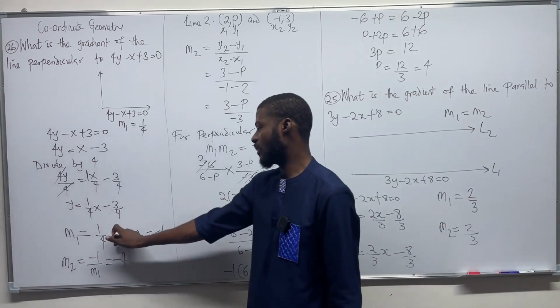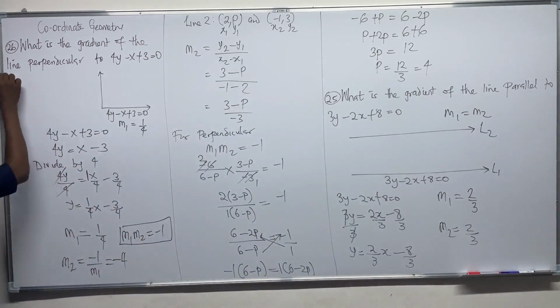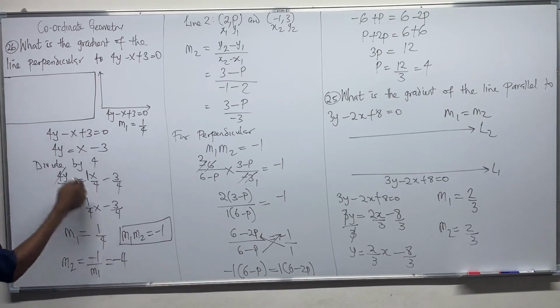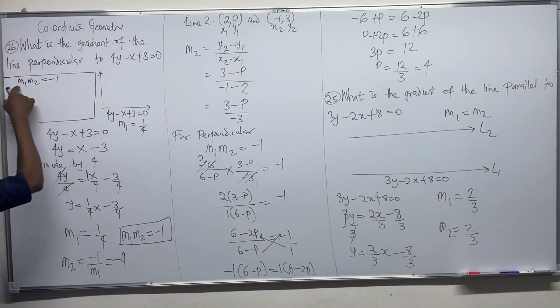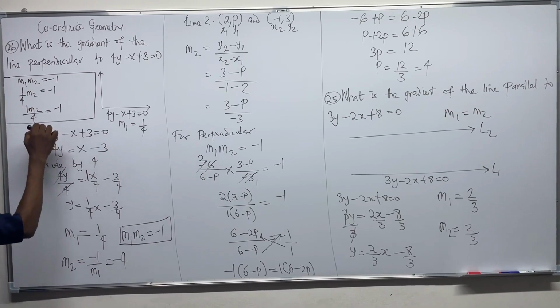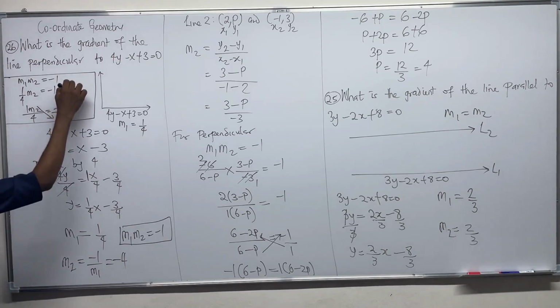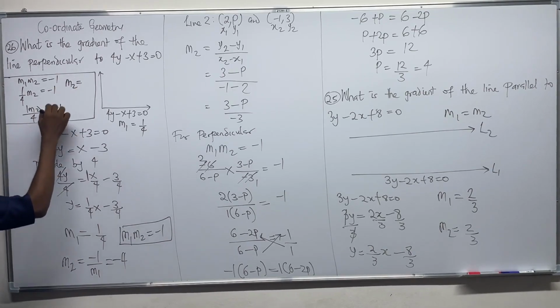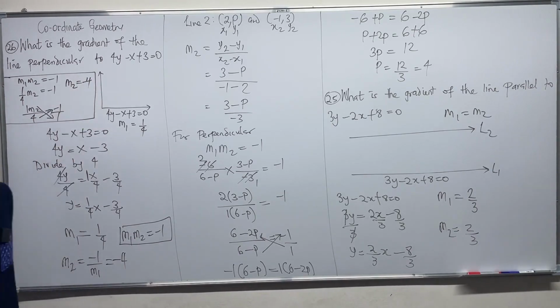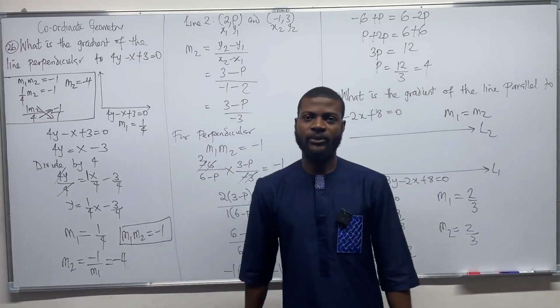Or better still, you can use this formula to solve for M2. We know that M1 M2 is equal to minus 1. M1 is 1 over 4, so 1 over 4 M2 equals minus 1. I cross multiply: 1M2 all over 4 equals minus 1 over 1. So 1M2 times 1 is M2, then 4 times minus 1 is minus 4. It's still the same thing at the end of the day. That's easy, you do not have to stress yourself. Just take the negative reciprocal of it.